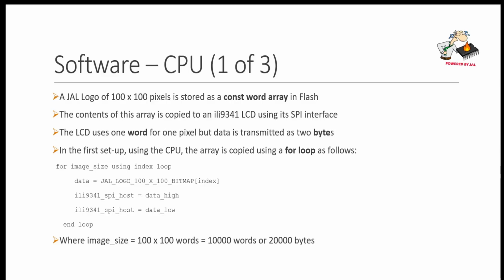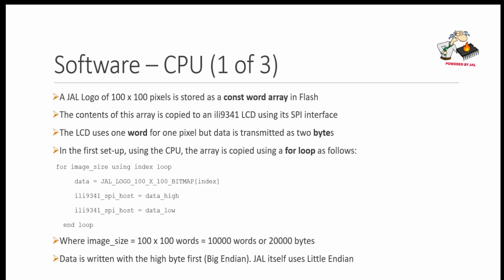The image size is 100 by 100 words. That means 10,000 words, or in bytes it's 20,000 bytes. And in this case the data is written with high byte first, which is called big endian, but normally YAL itself uses little endian.